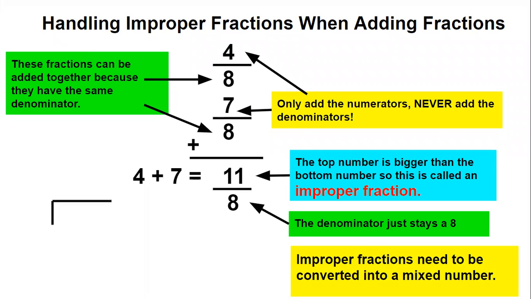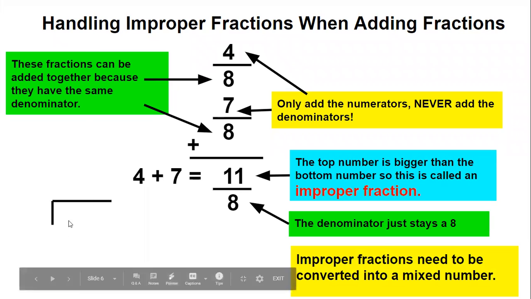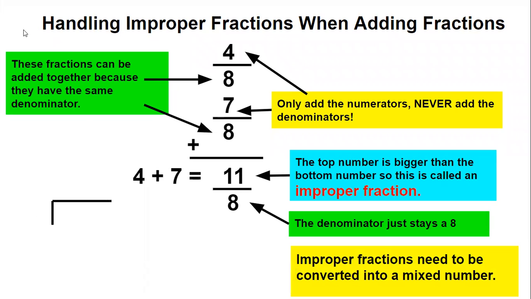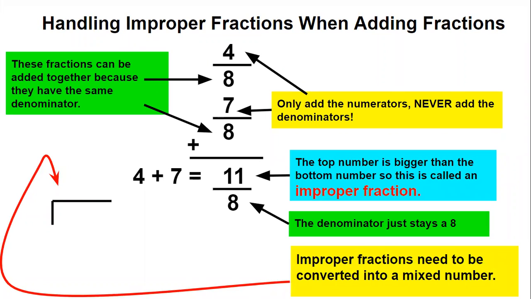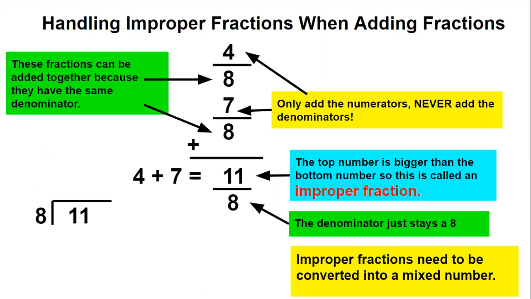So we use our division box over here on our left. And we're going to put the top number on the inside. What's the top number? 11. So we're going to take the 11 on the top and put it on the inside of our division house. And the denominator, the 8, is going to be put on the outside of the division house. Moving it over there. And there it is. So now we do division.